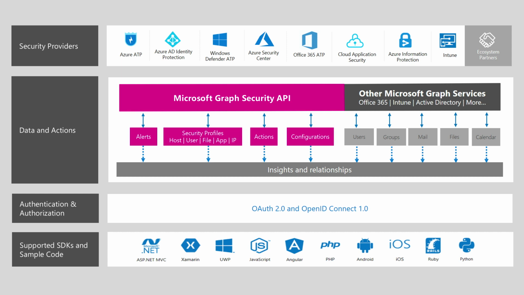The Security API lives alongside the other Graph services, bringing alerts, security profiles, the security inventory that the providers identify in your environment, and our automation entities for taking actions and managing configurations. These entities can be called along with other Microsoft Graph entities like users or groups to provide rich security insights and establish new data relationships to enhance your investigations. All of this will be accessible through the same rich developer ecosystem of the Microsoft Graph, spanning 10 different SDKs and code samples.